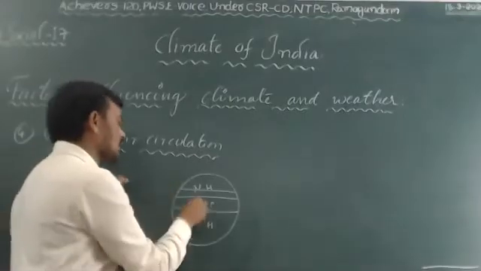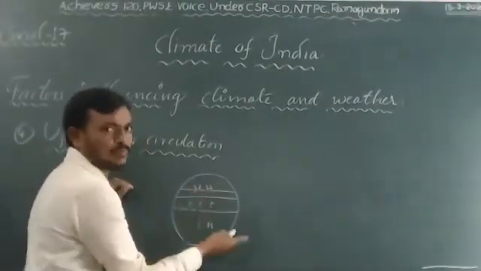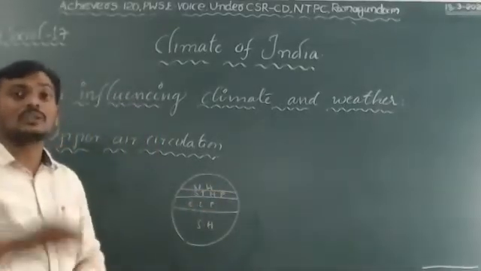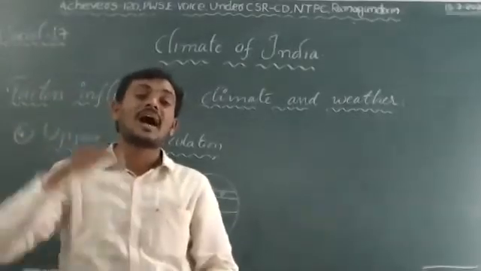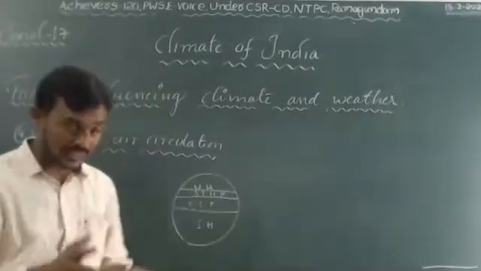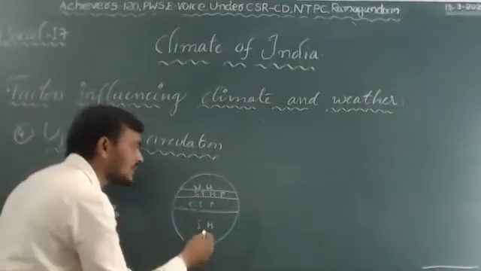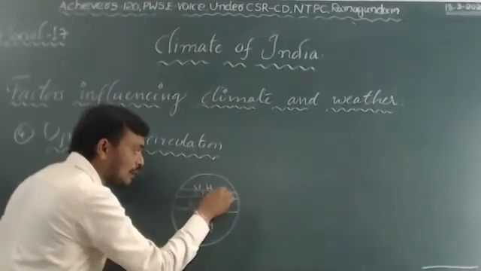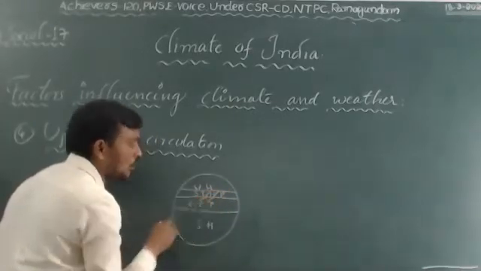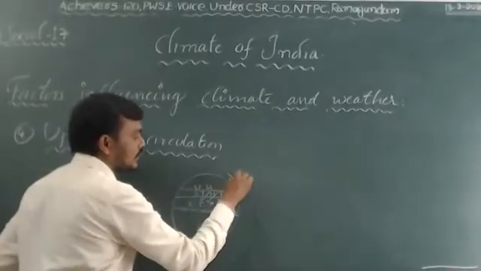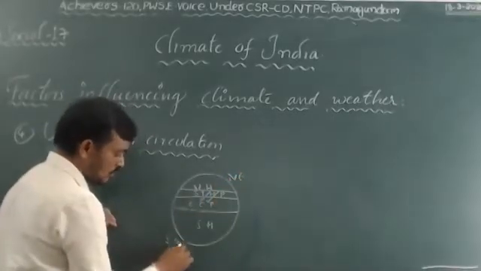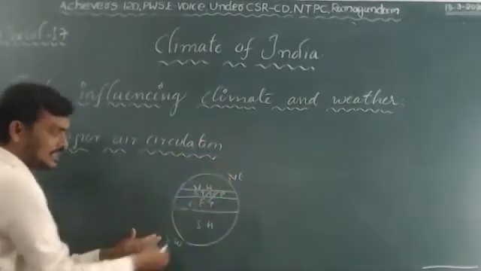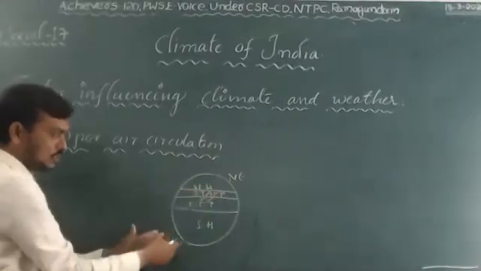Then above the low pressure, there is a high pressure belt, called the subtropical high pressure belt. So my dear students, the wind always blows from high pressure towards low pressure. Here in the northern hemisphere, the winds rise in the subtropical high pressure belt and move towards the equatorial low pressure belt, from the northeast towards the southwest.